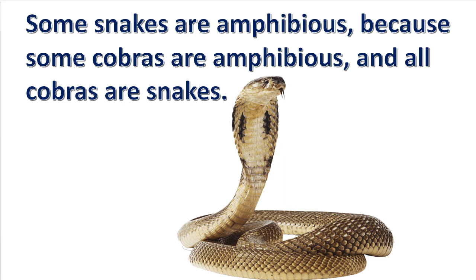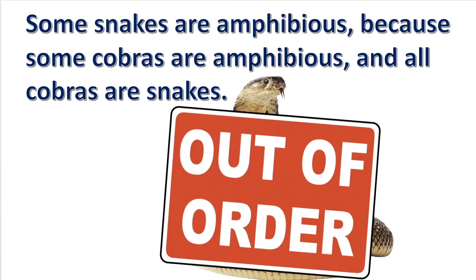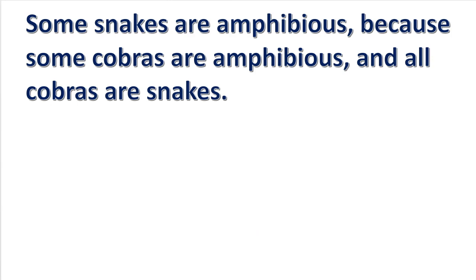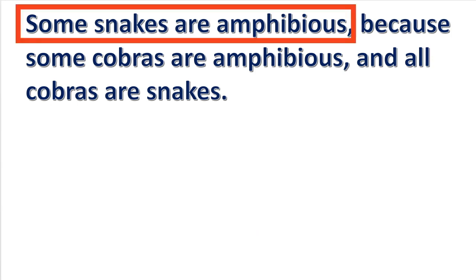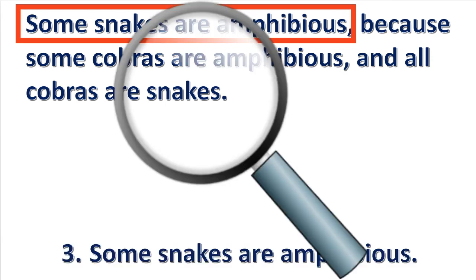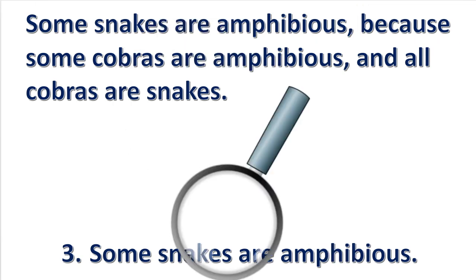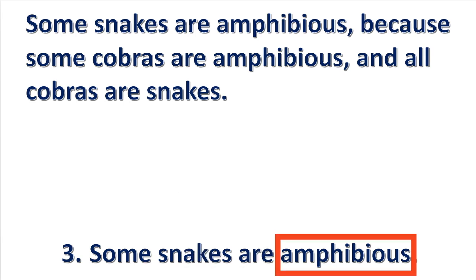We'll take a look at this syllogism. Now you will notice that it is not in standard form because the statements are in the wrong order. To put it into standard form, the first step is to find the conclusion and write it at the bottom. To help you find the conclusion, look for indicator words. Next, look at the conclusion and find the major term, which is the predicate of the conclusion.